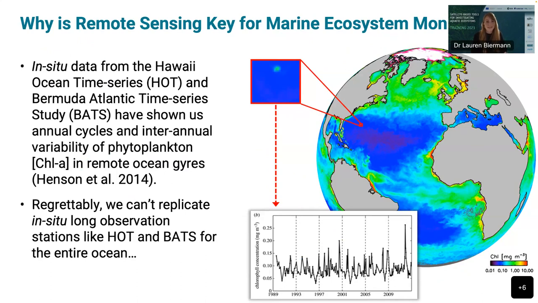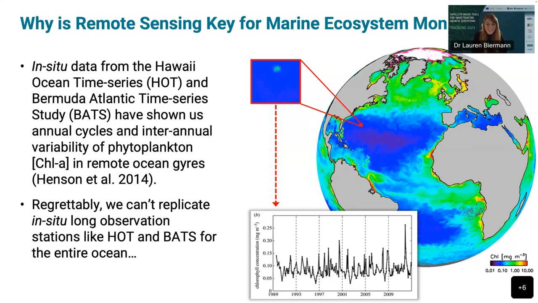We have data from long time series studies in and around Hawaii and Bermuda. These are HOT and BATS. And even in the gyres that we consider to be relatively the equivalent of ocean deserts, we have seen annual cycles and interannual variability of phytoplankton, of microscopic floating plants, in these remote ocean gyres. So we see that there is a diversity and patterns within even the least productive waters on Earth.